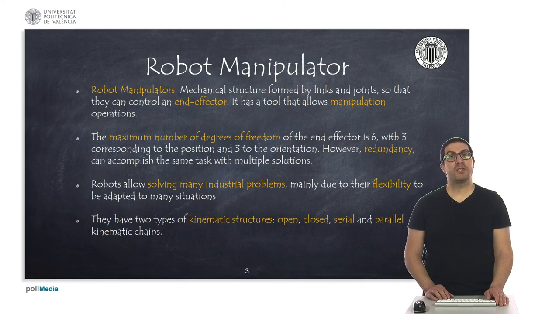The main advantage that a robot offers compared to traditional automated manufacturing processes using, let's say, specialized machines is that robots are flexible. They can be adapted to many situations. For this reason, they can be used to solve many industrial problems. There are two types of kinematic structures, so-called open or closed kinematic chain.